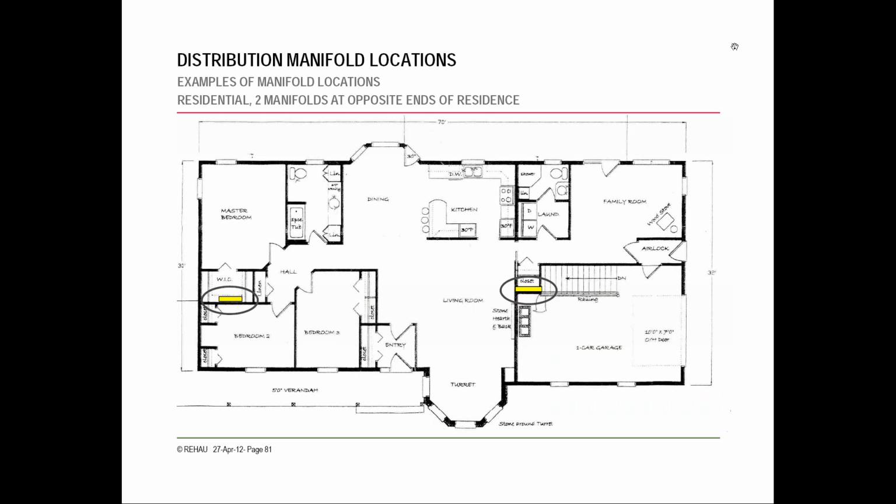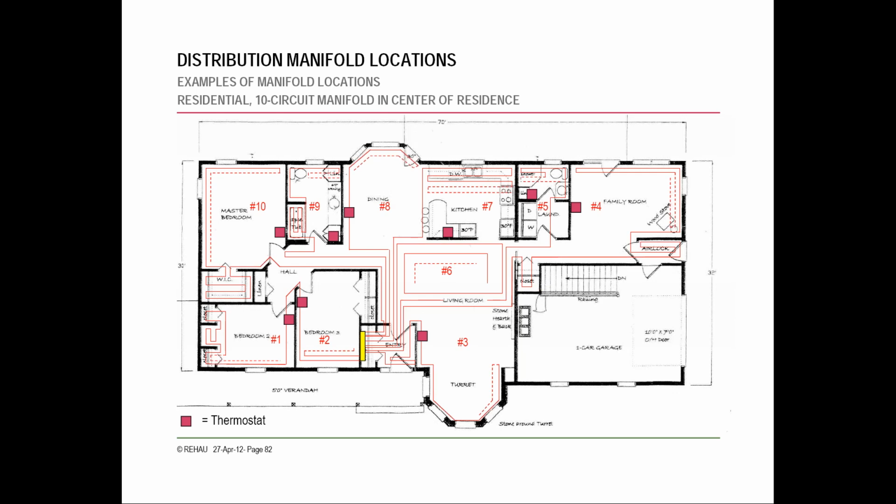One big thing that you want to consider when you're first doing your initial layout is the location of the manifolds. Not only where you want to put them, but where the space is going to actually allow you to put them. So quickly we'll go through here. This is with two manifolds split at the different ends of the residence versus having one large one.